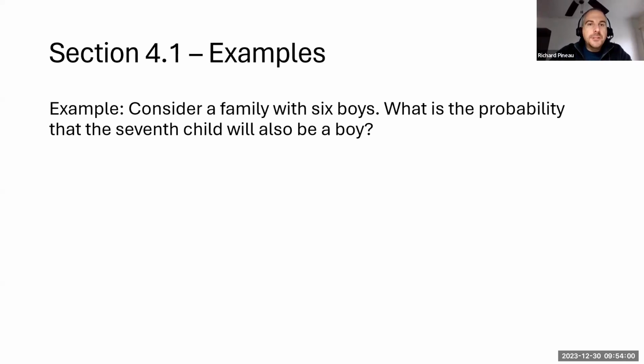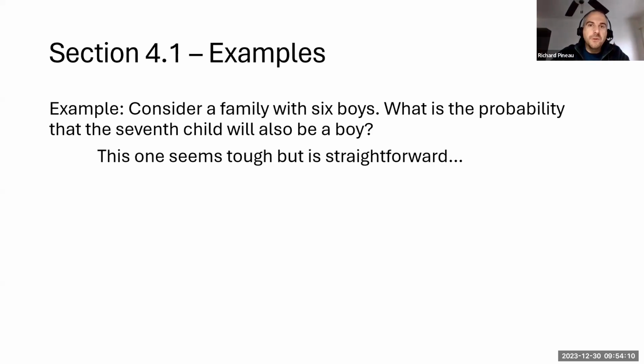All right, next we have a family with 6 boys, and what we want to know is, what's the probability that the 7th child will also be a boy? This one is often confusing for people, okay? It's actually very, very straightforward. The only thing I'm interested in is the probability of the 7th child. Now that should say boy, not by, okay?